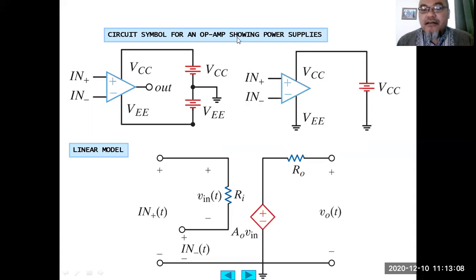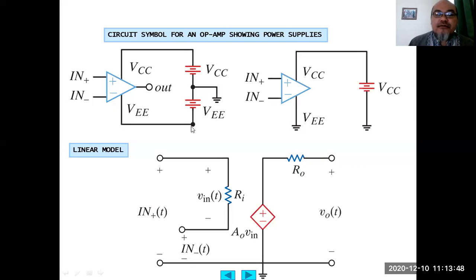So in terms of a linear model, based on what we have learned so far using resistors and independent and dependent sources, the linear model for the op-amp is like this. This is the non-inverting input connected to an input impedance Ri, and then this Ri is connected to the inverting input terminal. Oh, sorry, yeah, the non-inverting input terminal. And there is this ground part, the negative part.